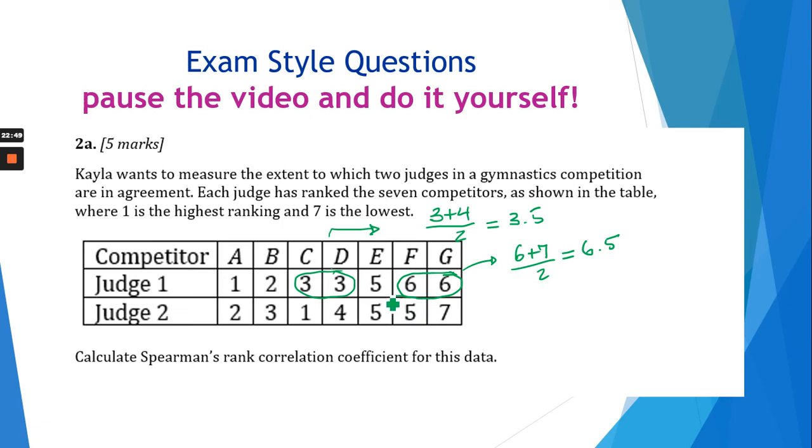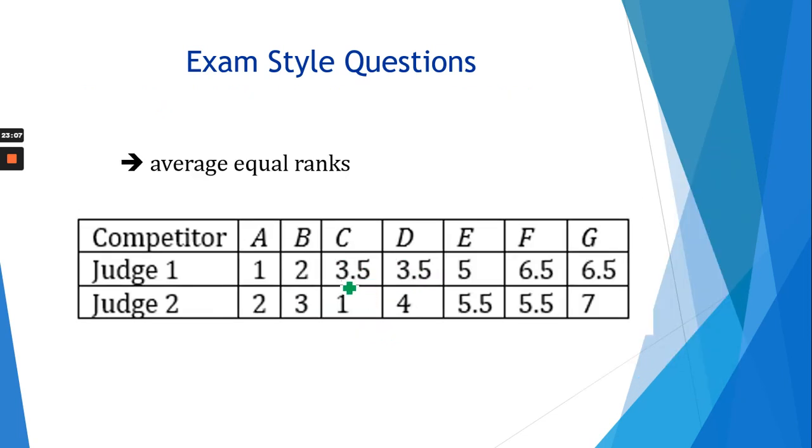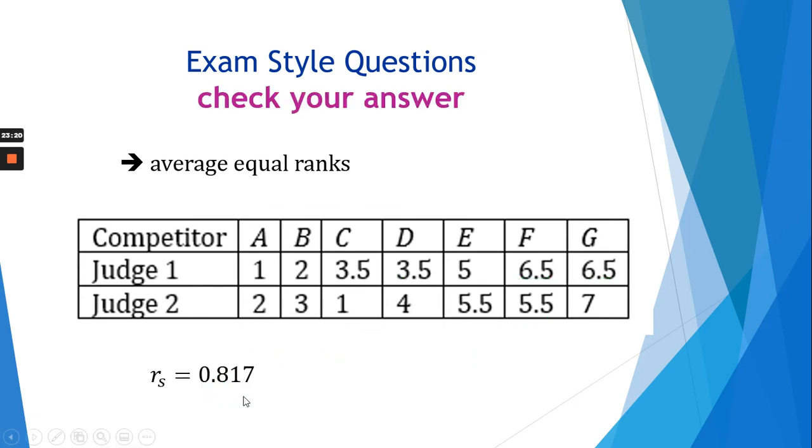And for judge 2, we would have to replace the 5th and the 6th position. So position 5 and 6 divided by 2, which will be 5.5. So by making these substitutions, then we would have something like that: 3.5, 3.5, 6.5, 6.5, and 5.5, 5.5. Okay, so let's find out the coefficient. So it says it's 0.817.